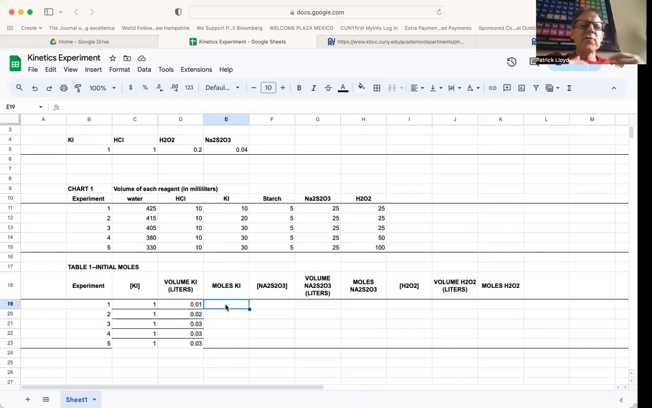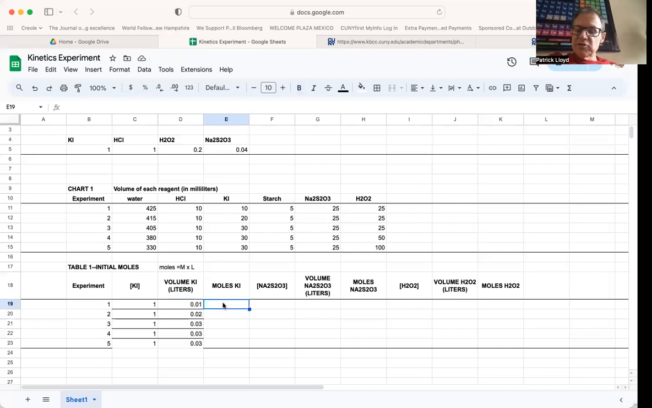Okay. Now, how do we find moles? Moles comes from the calculation of molarity and volume in liters, right? In fact, I can say right here, moles equals molarity times liters, right? That's the notation for molarity, that's the notation for liters, right?